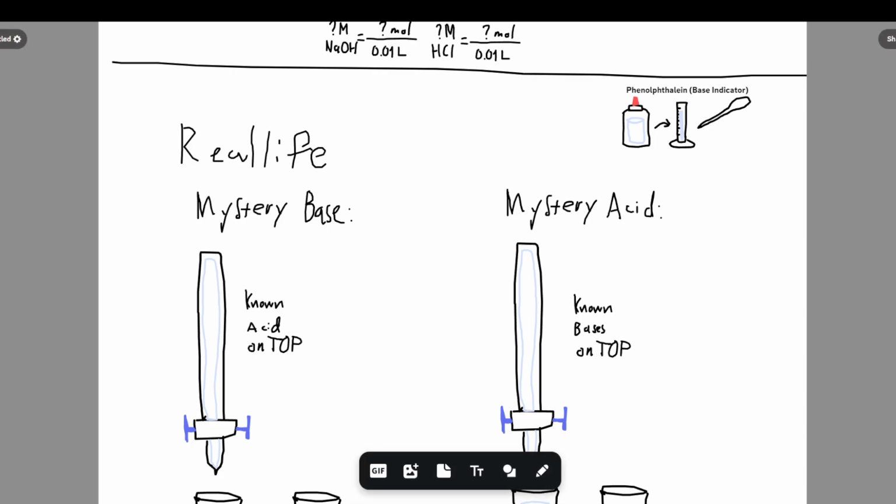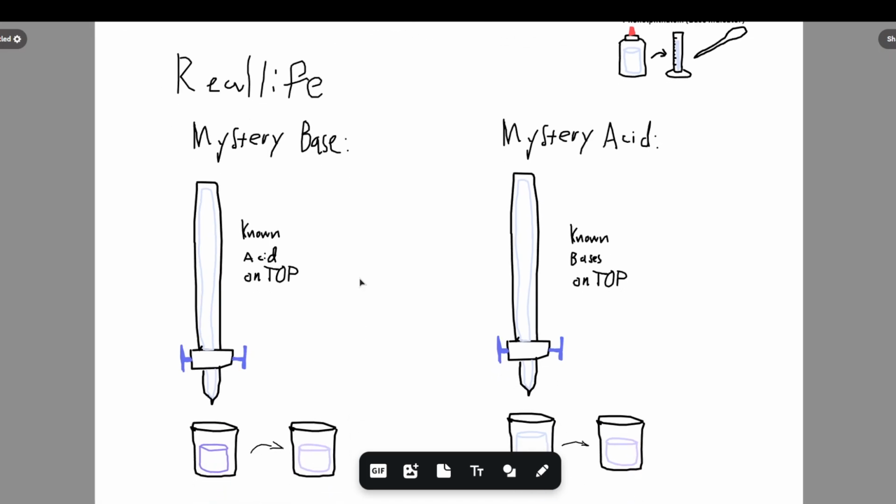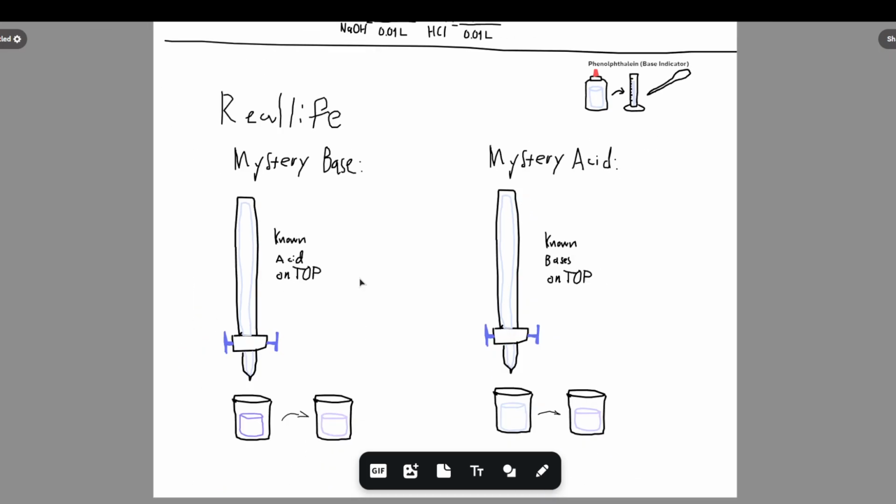Hello everybody, it's me, Peter, and today I'm just going to be quickly running over the titration experiment and how it works, just the basic stuff. So in titration, you're trying to figure out what a certain concentration of an acid or base is.